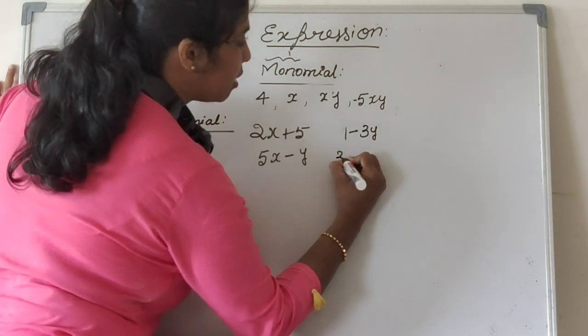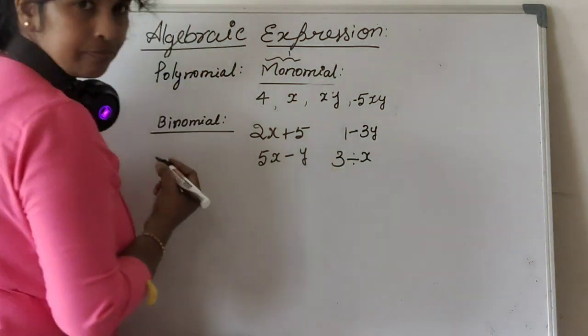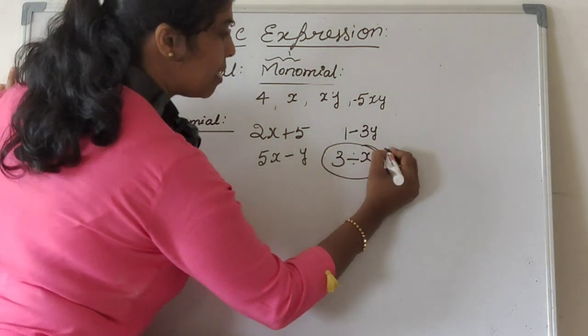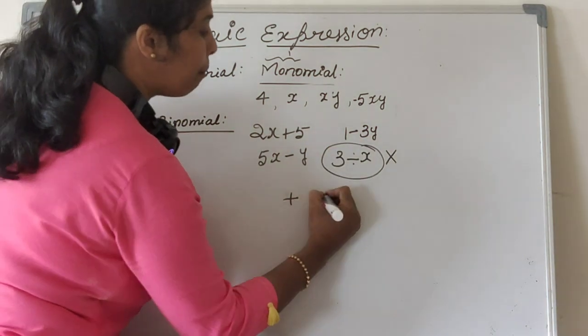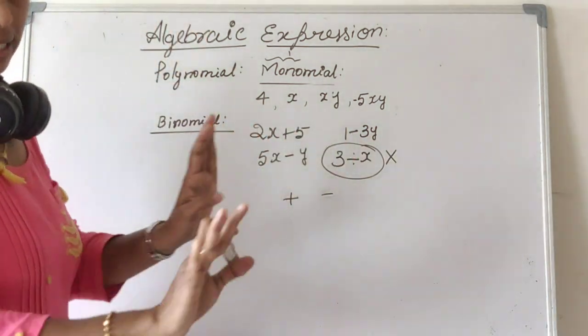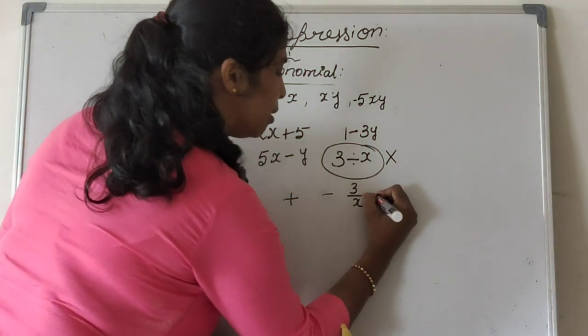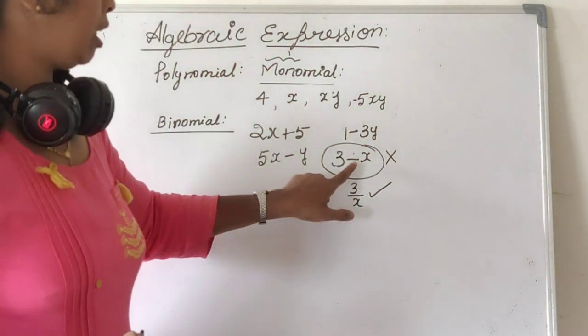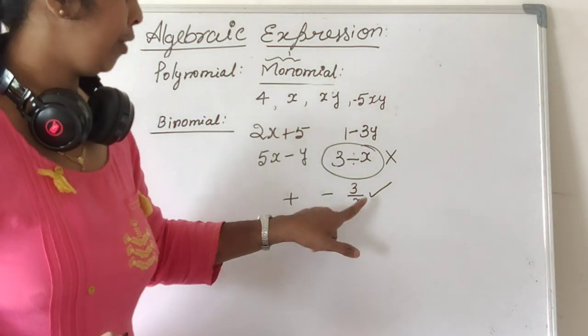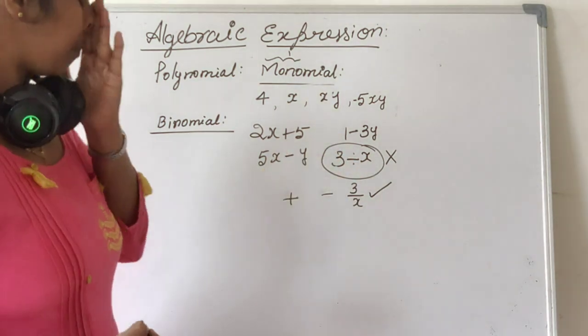If it's like this, 3 divided by x, it is not two terms. I said already, only the plus and minus sign divides the term, not multiplication and division. If it is like this, you can write it like this. This is a monomial. When division and multiplication come in between two numbers, it is a monomial.